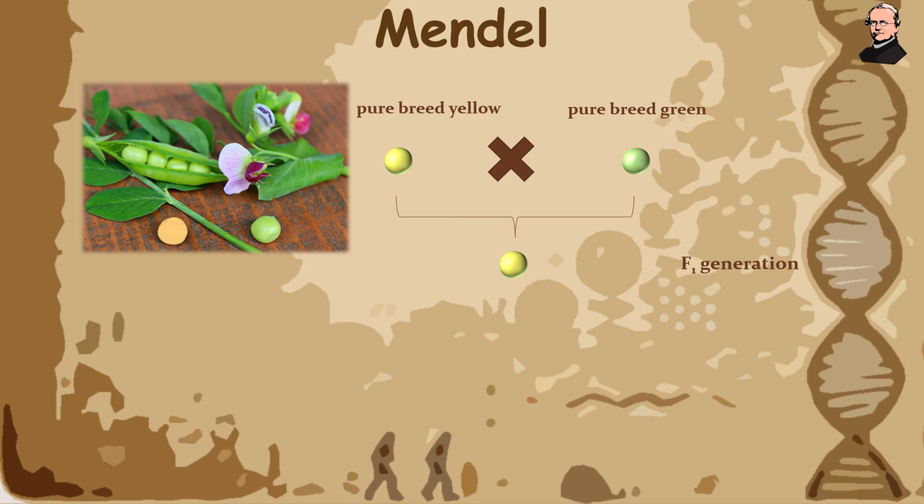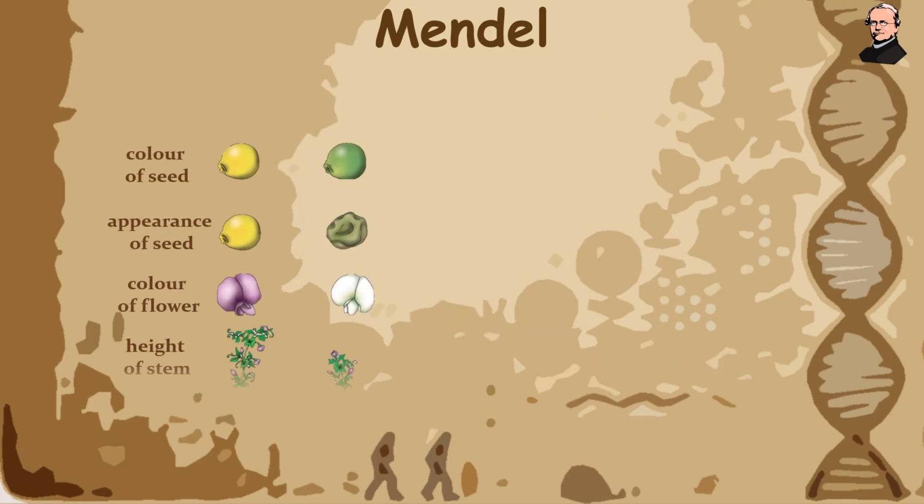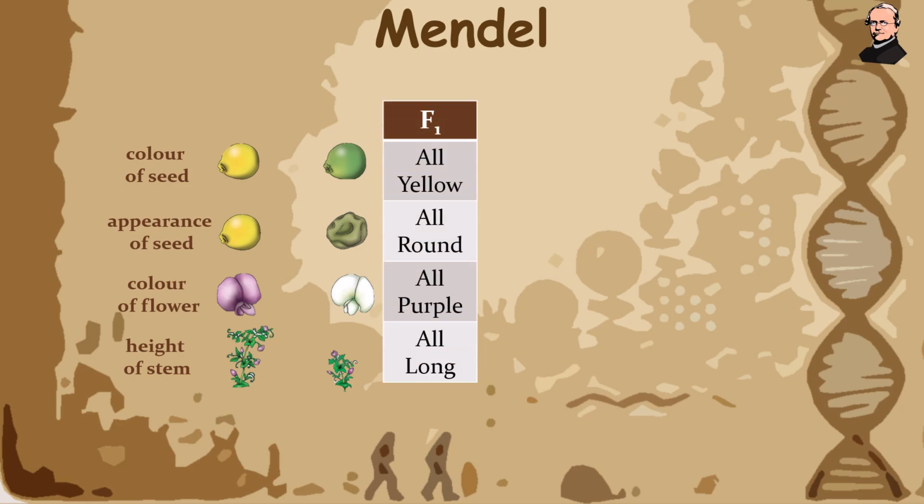Since plants have both male and female parts, he made the offspring self-fertilise. In the end, the green phenotype appeared again in the second generation, or the F2 generation. Not only did he cross peas of different coloured seeds, but he also did so for the appearance of the seed, the colour of their flower, and the height of their stem. All the parental generation are purebred, and all the F1 generation are of the same colour, shape, and height.